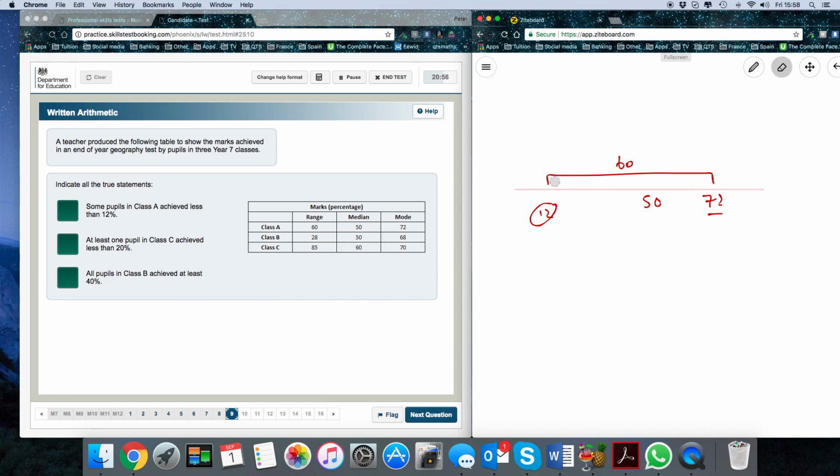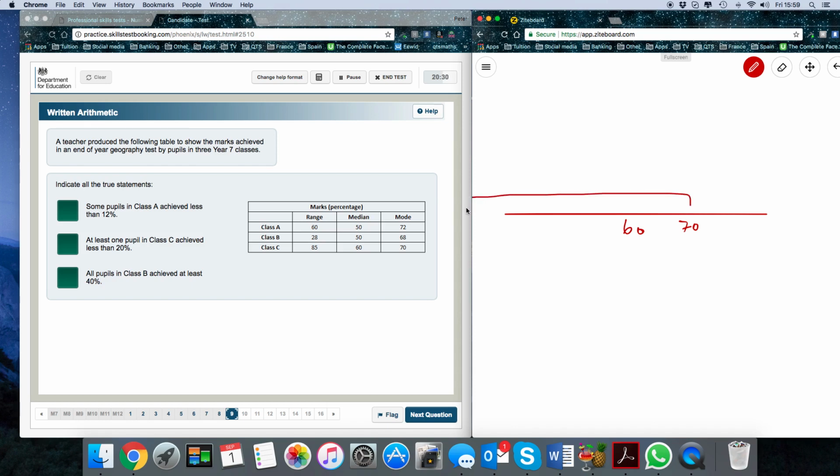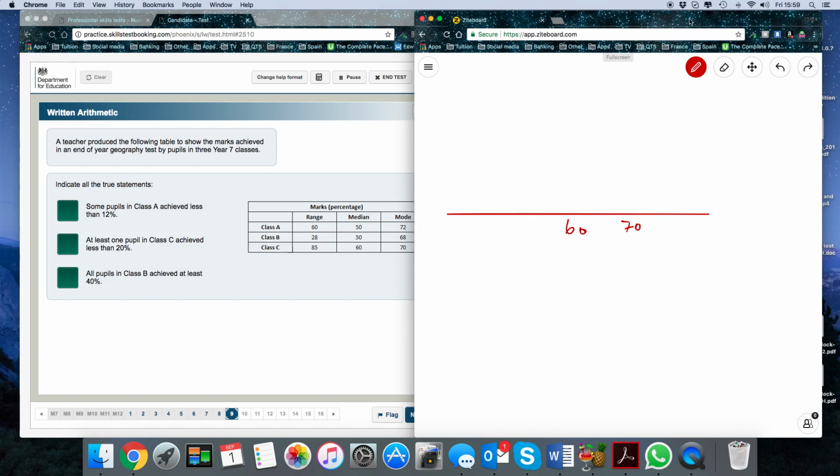Okay, so next statement, we're looking at Class C. They quite often do this. You expect them to do Class A, Class B and Class C in order. Unfortunately they don't. So Class C is a little bit more difficult. You've got a median of 60, and you've got a mode of 70. The problem now is the range is very big. It's 85. If I subtract 85 off of 70, I'm going to get a negative number. That's no good. We can't do that.